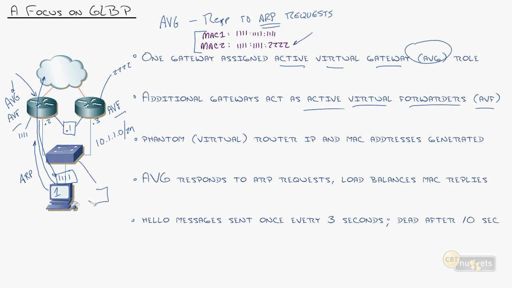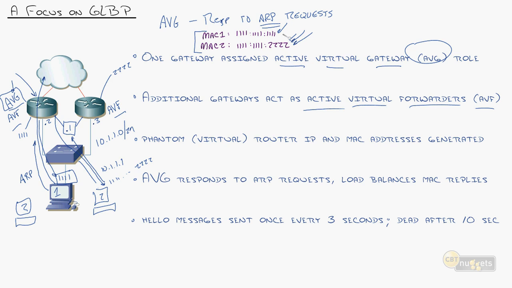So PC number 2, who just appeared on the network, sends out an ARP request and says, hi, I'd like to get to my default gateway. Hello, who is 10.1.1.1? The active virtual gateway replies and says, oh, yeah, that's me. I'm 2222. So the active virtual gateway hands out the MAC address of the secondary router. The third ARP request to come in will get the MAC address of the first router. Fourth will get the MAC address of the second router.